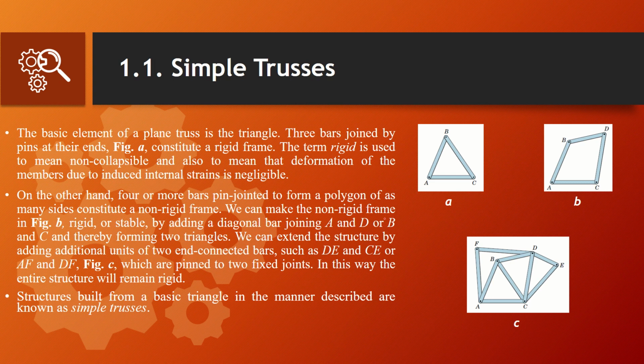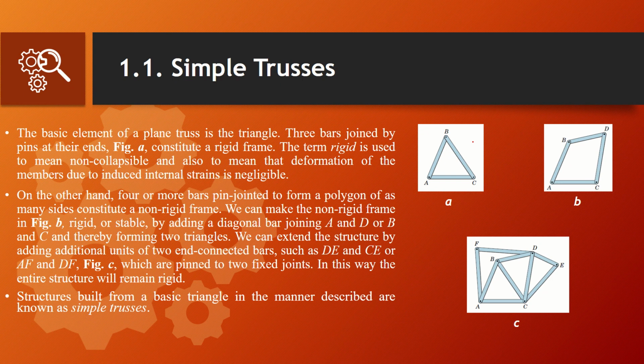So, what is a simple truss? First thing is, what is a truss? The basic element of a plane truss is a triangle: three bars joined by pins at the ends, as shown in the figure right here, figure A. These bars constitute a rigid frame. The term rigid means that the frame is non-collapsible, or also that any deformation induced internally in any member is negligible. On the other hand, four or more bars pin jointed to form a polygon with many sides constitute a non-rigid frame.